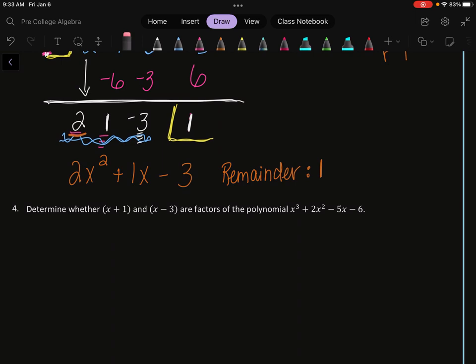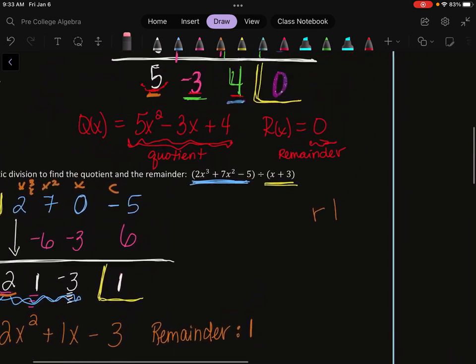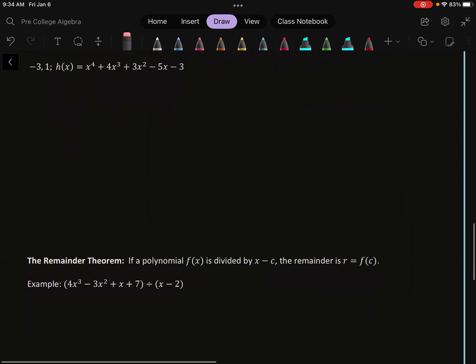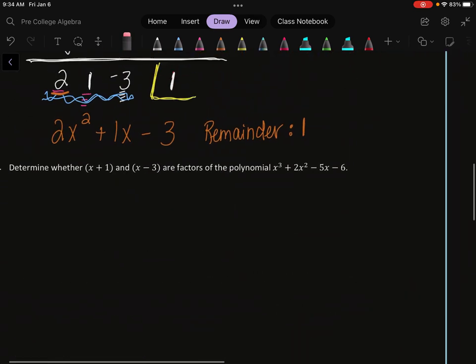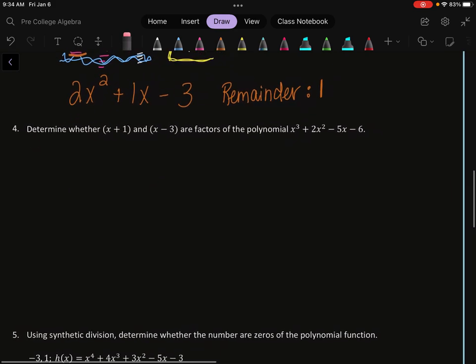So are they factors? We'll be able to figure out if they're factors if, and I think that is, if the remainder is 0. That's if we know they're factors. So we're going to do 2 separate ones. We're going to synthetically divide 2 separate times. I'll write that in after. So let's start off with this guy right here.